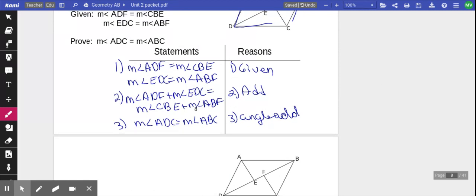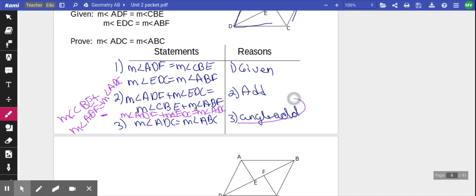And that's right here. So in between here, there really should have been a step where I said the measure of ADF plus the measure of EDC is equal to the measure of angle ADC. And likewise, the measure of angle CBE plus the measure of angle ABF is equal to the measure of ABC. And that would have been our angle addition. And then this last part here would have been 4, which would have been substitution.